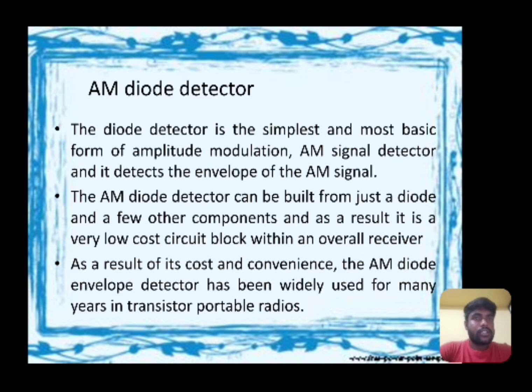Let us come to the next topic, the AM diode detector. The diode detector is the simplest and most basic form of amplitude modulation signal detector, and it detects the envelope of the amplitude modulated signal. The AM diode detector can be built from just a diode and a few other components, and as a result it is a very low cost circuit block within an overall receiver. As a result of its cost and convenience, the AM diode envelope detector has been widely used for many years in transistor portable radios.